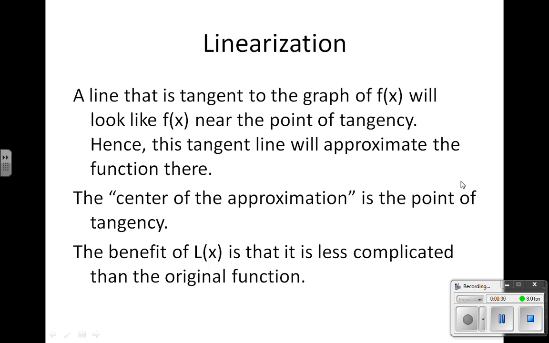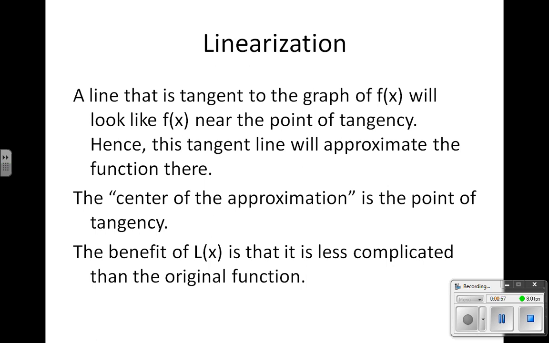Okay, so what does it mean, linearization? We've talked a lot about finding the equation of the line that's tangent to the curve at a point. So it goes along the same line of thought. A line that is tangent to the graph of f of x will look like f of x near the point of tangency. Hence, the tangent line will approximate the function there.